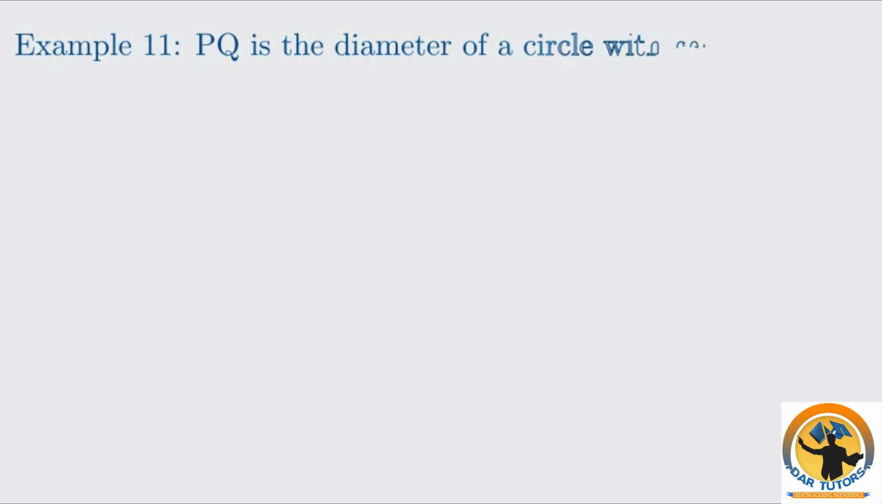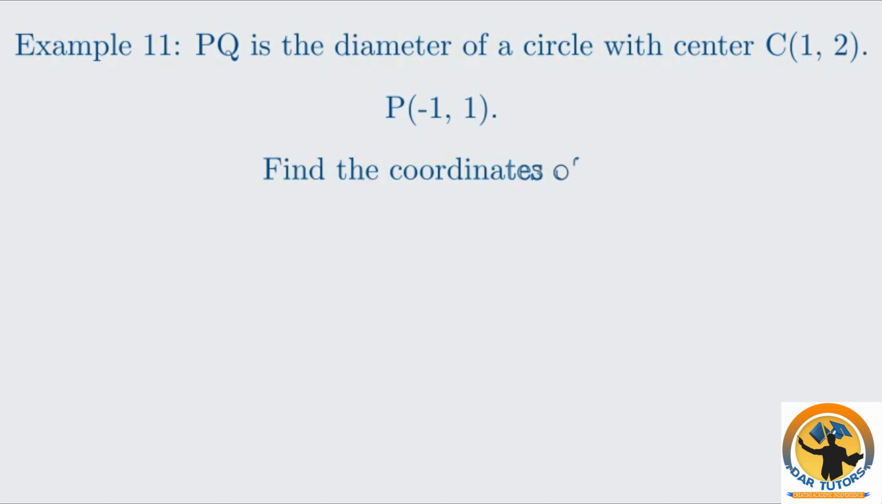Let's conclude with a problem that combines several of these concepts. Suppose the line segment PQ is the diameter of a circle with center C(1, 2). We are given the coordinates of one endpoint, P(-1, 1), and we need to find the coordinates of the other endpoint, Q. Since PQ is the diameter and C is the center, C must be the midpoint of the segment PQ. This means we can use the midpoint formula.